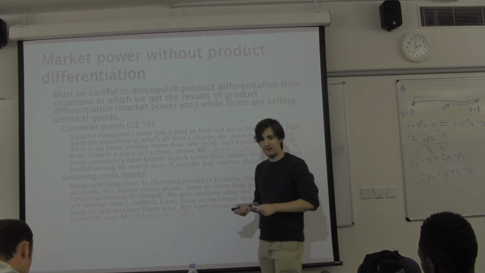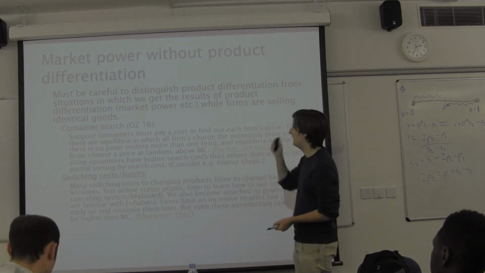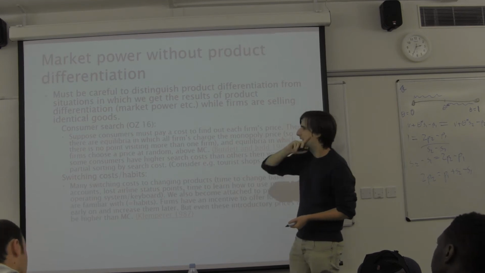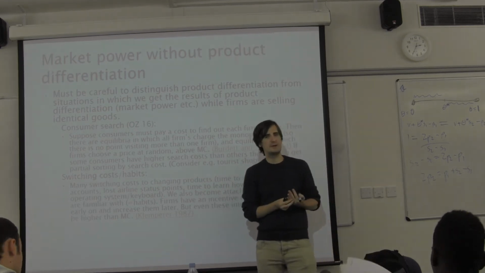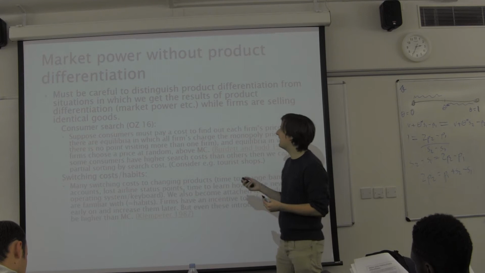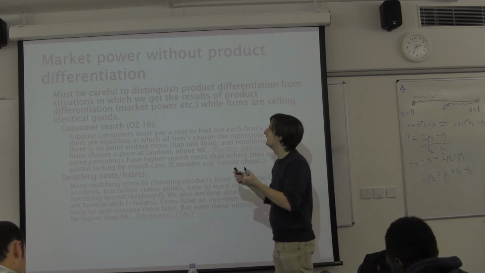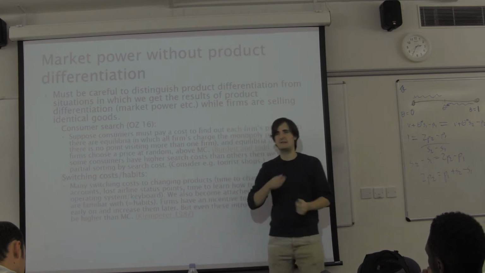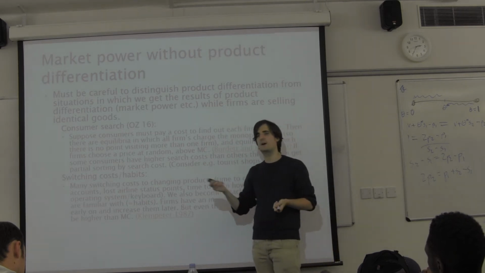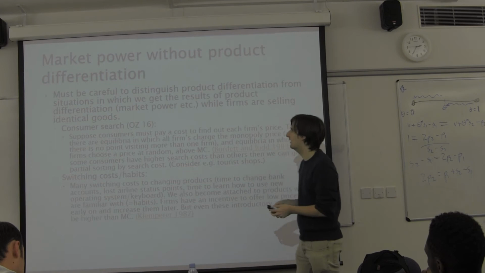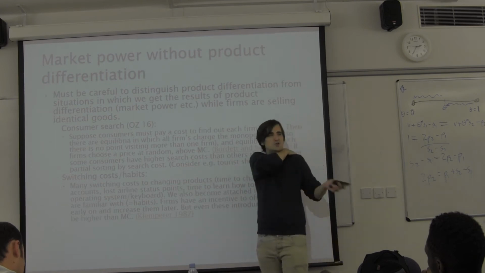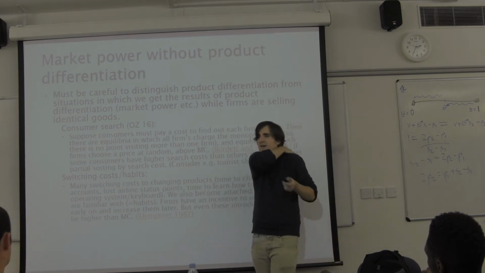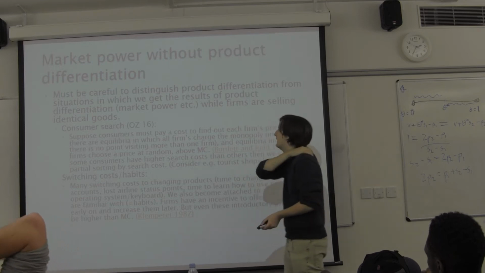Okay, just a final thing before we start talking about product differentiation. When you're looking at empirical work on product differentiation, you have to be careful to distinguish between situations where you're getting market power from product differentiation and situations where you're getting market power from some other mechanism. Okay, so we saw that collusion is one way firms can generate market power themselves.